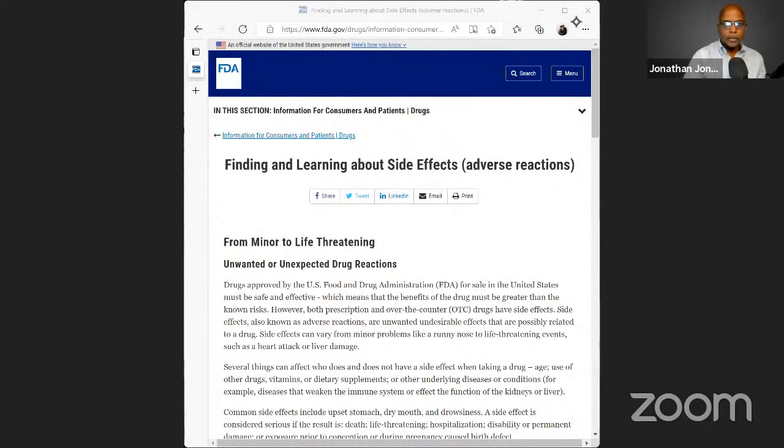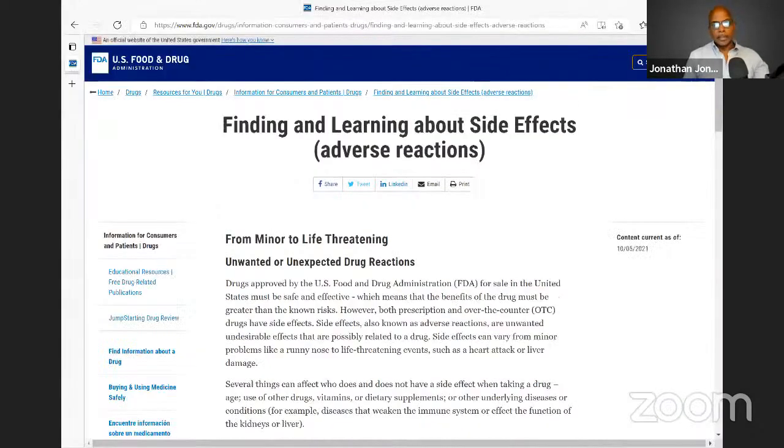You could just Google it and find it yourself, but I'll put a link to this in the description. This is right on the FDA's website, so there's nothing fringe about this. There's nothing controversial at all. On the FDA's official government website, this article is written: Finding and Learning About Side Effects or Adverse Reactions. So when you hear discussions about adverse reactions, they're talking about side effects. They're one and the same. There's no difference between the two.